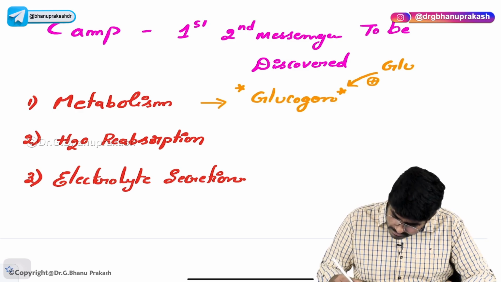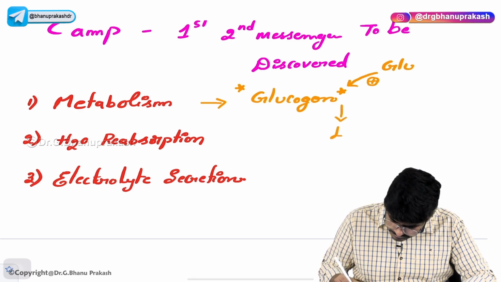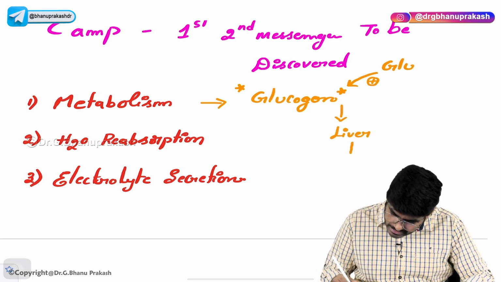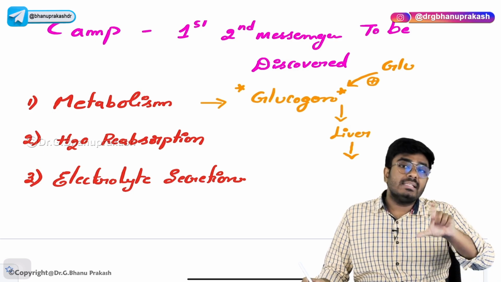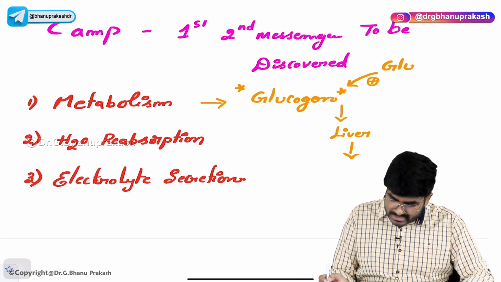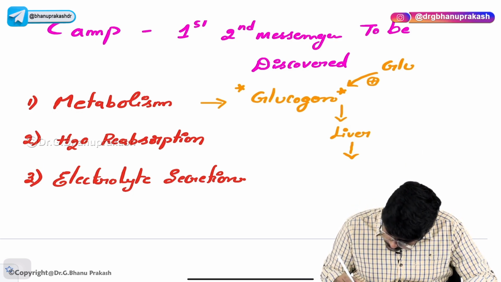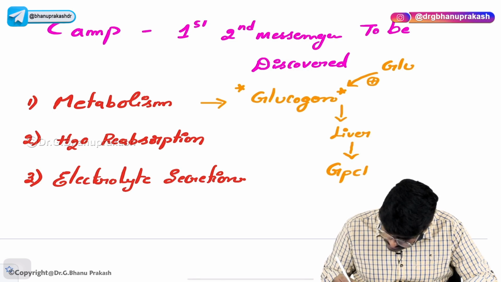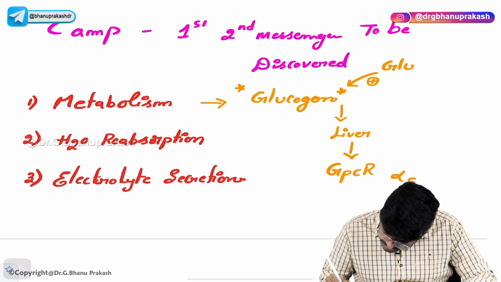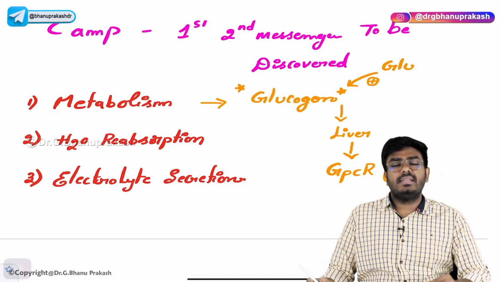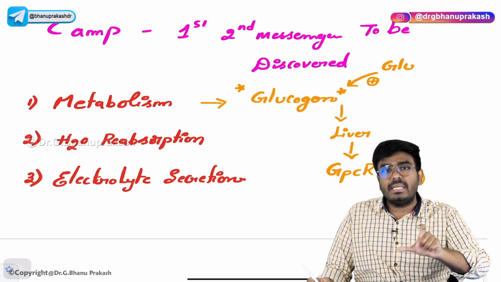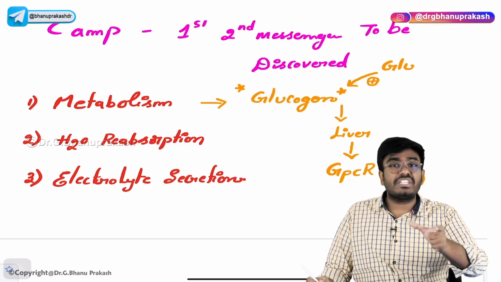Now this glucagon, where will it go? It will come to the liver and act on hepatocytes. Glucagon acts on a G protein coupled receptor. In the liver, it's acting on a G protein coupled receptor which has an alpha subunit of alpha stimulatory, that is alpha S for stimulatory. We have seen there is a G stimulatory component, a G inhibitory component, a GQ component, and GT components.